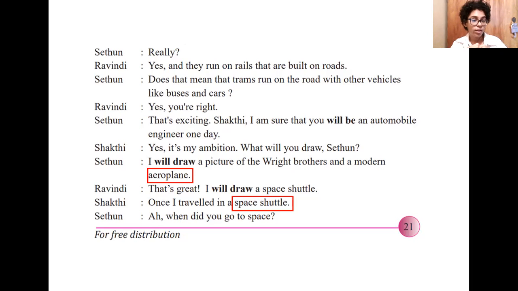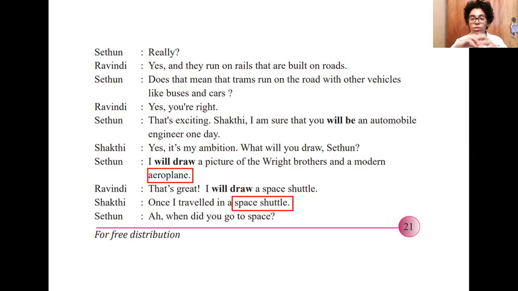Shakti says, once I traveled in a space shuttle. Saturn says, when did you go to space? Now, what is a space shuttle? It is something that is in outer space. Then an aeroplane is a vehicle that can carry many passengers.